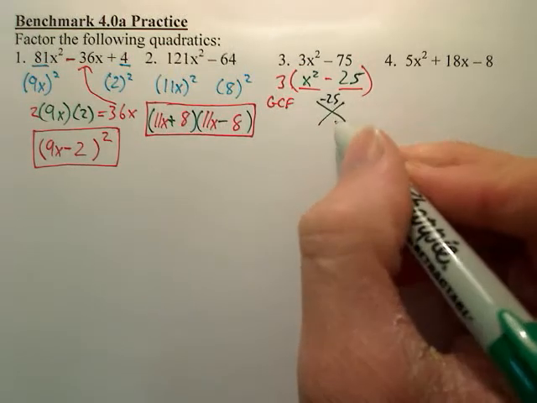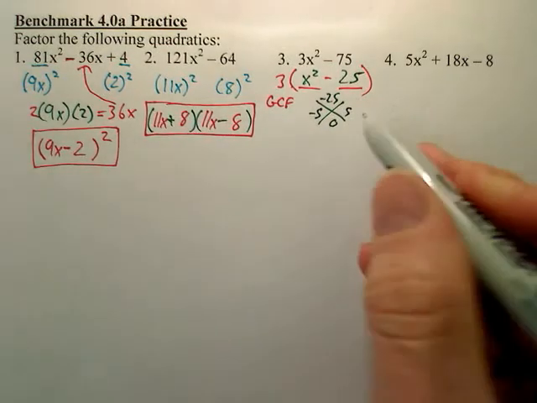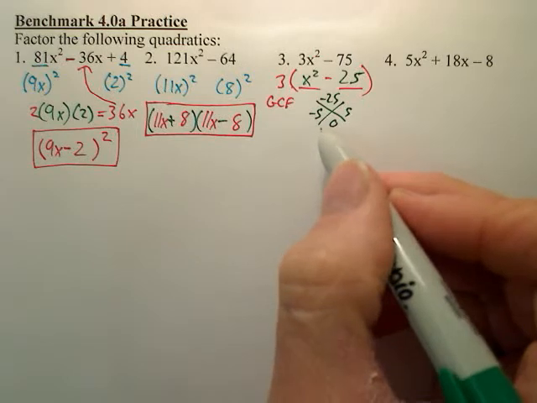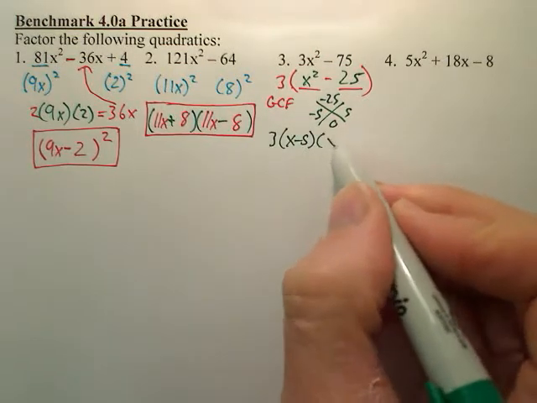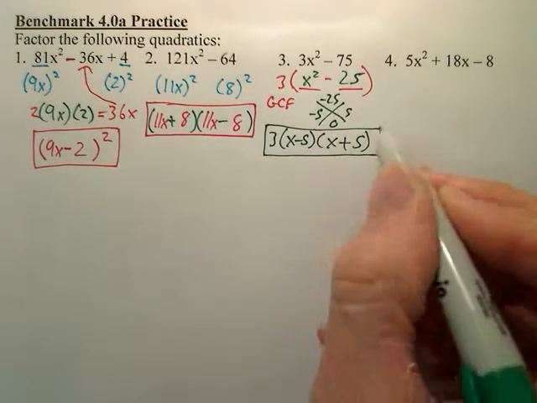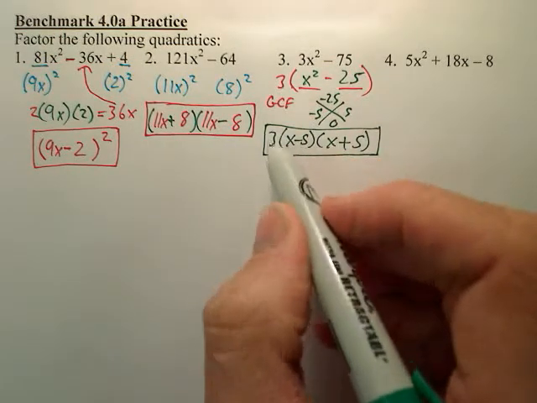Now, could I use this method? Put a 0 on the bottom? Yeah. But that's the answer. x minus 5, x plus 5. That does work. Okay? x minus 5, x plus 5. Don't forget your 3. A lot of people forget it.